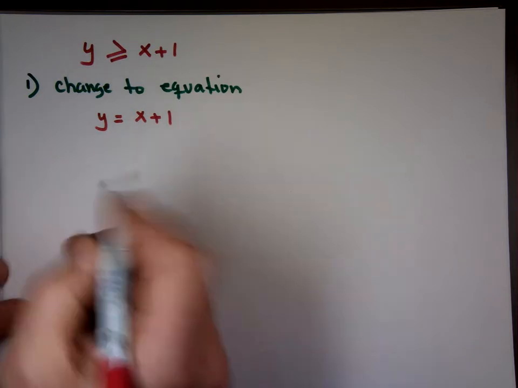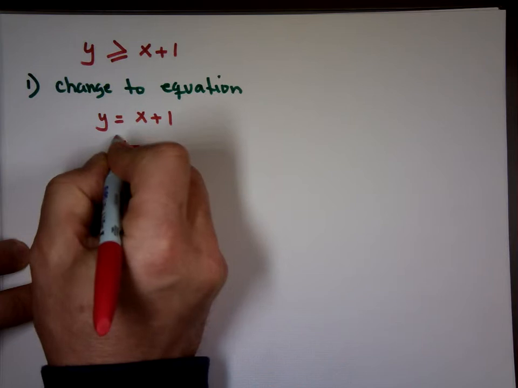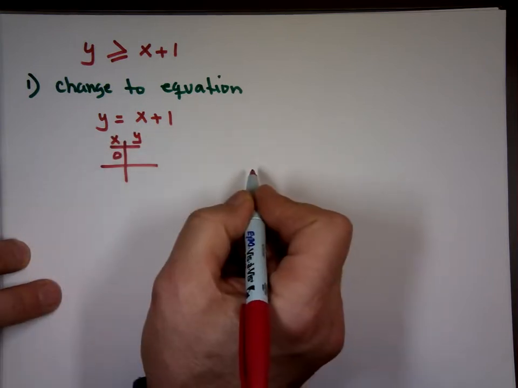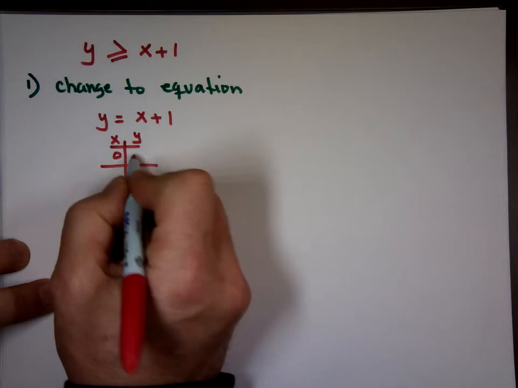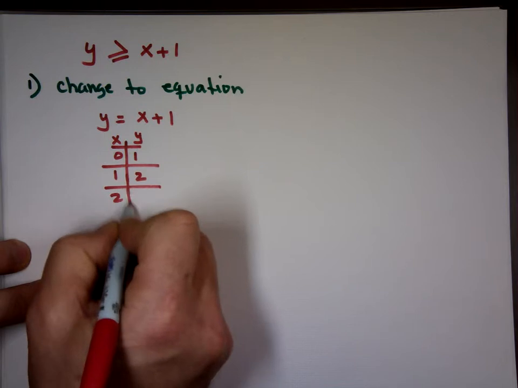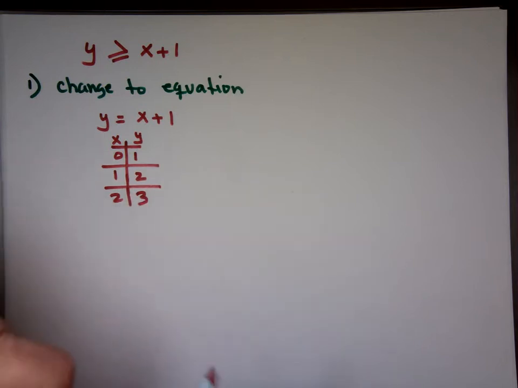So this one, maybe I'll do a little table here. X versus y. When x is 0, what's the y value? 1, good. When x is 1, what's the y value? 2. When x is 2, what's the y? 3. So here we go.